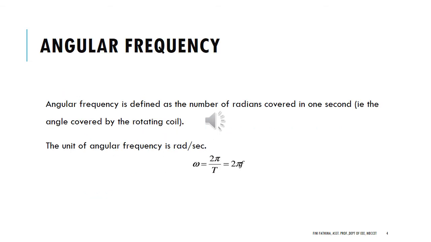The next important term is angular frequency. It is the angle covered in 1 second. Angle is measured in radians, so it is radians per second. So unit of the angular frequency is radian per second, and it is usually denoted by omega. It is equal to 2 pi, that is total cycle, per time. So one cycle it is T. So omega is equal to 2 pi f.